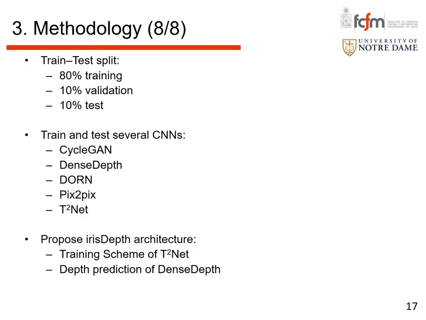Once we acquired both datasets, we split them into 80% for training, 10% for validation, and 10% for testing. After that, we trained several state-of-the-art networks using the vanilla and full approaches described in T-SquareNet. For instance, we trained CycleGAN, DenseDepth, DORN, Pix2Pix, and T-SquareNet. We also introduced IrisDepth, another architecture which combines the GAN of T-SquareNet and the depth prediction of DenseDepth in order to increase performance.